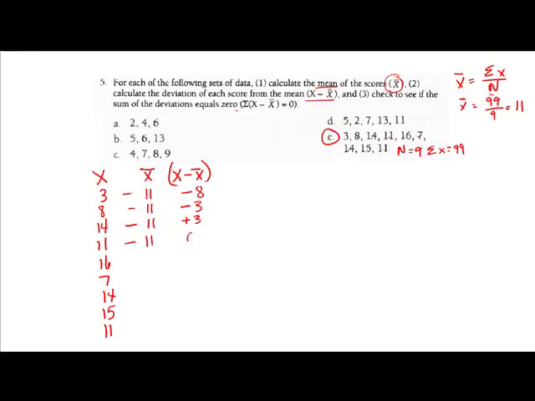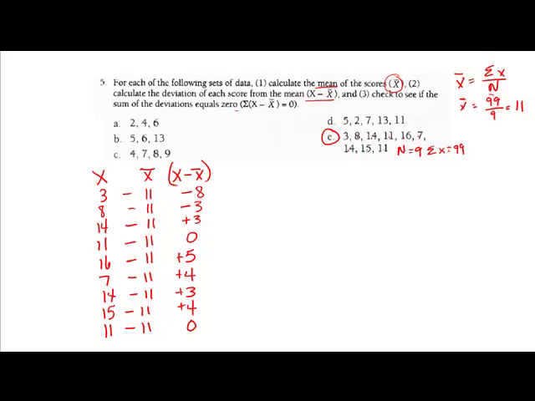11 minus 11 is 0. 16 minus 11 is 5. 7 minus 11 is 4. 14 minus 11 is 3. 15 minus 11 again is 4. 11 minus 11 is 0. Okay, so there we go, I've calculated that.